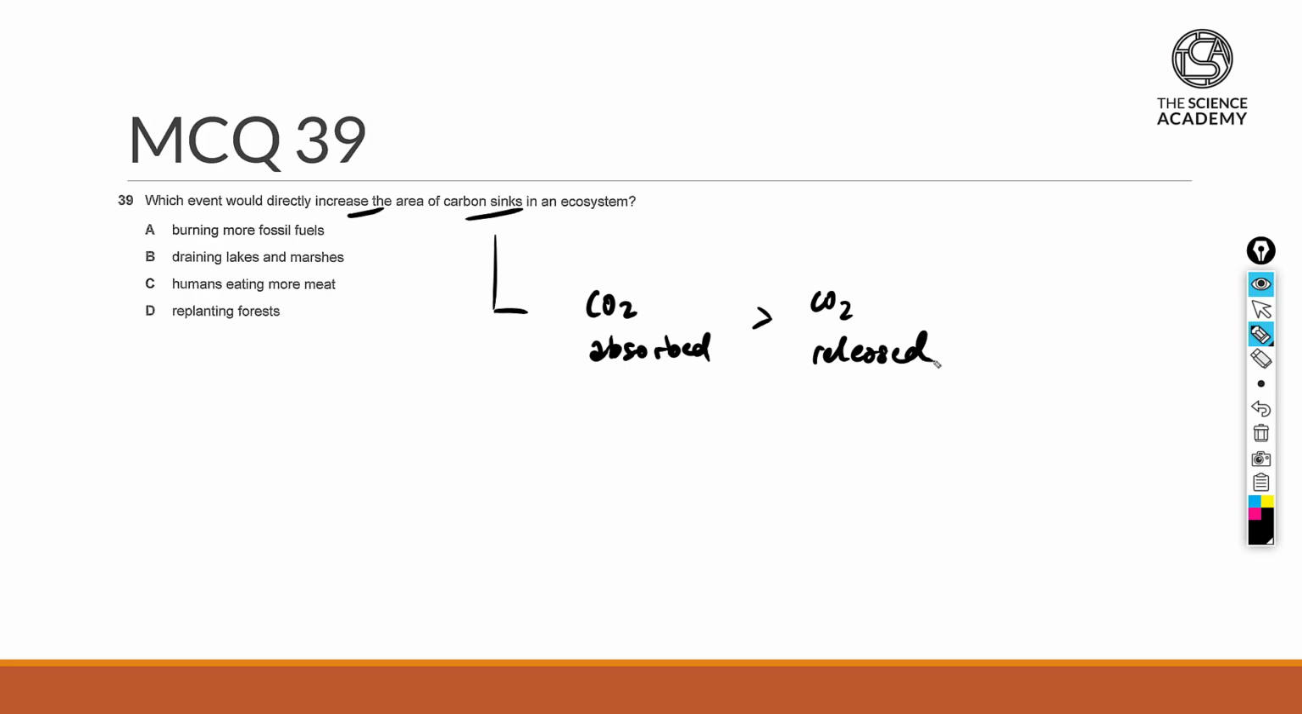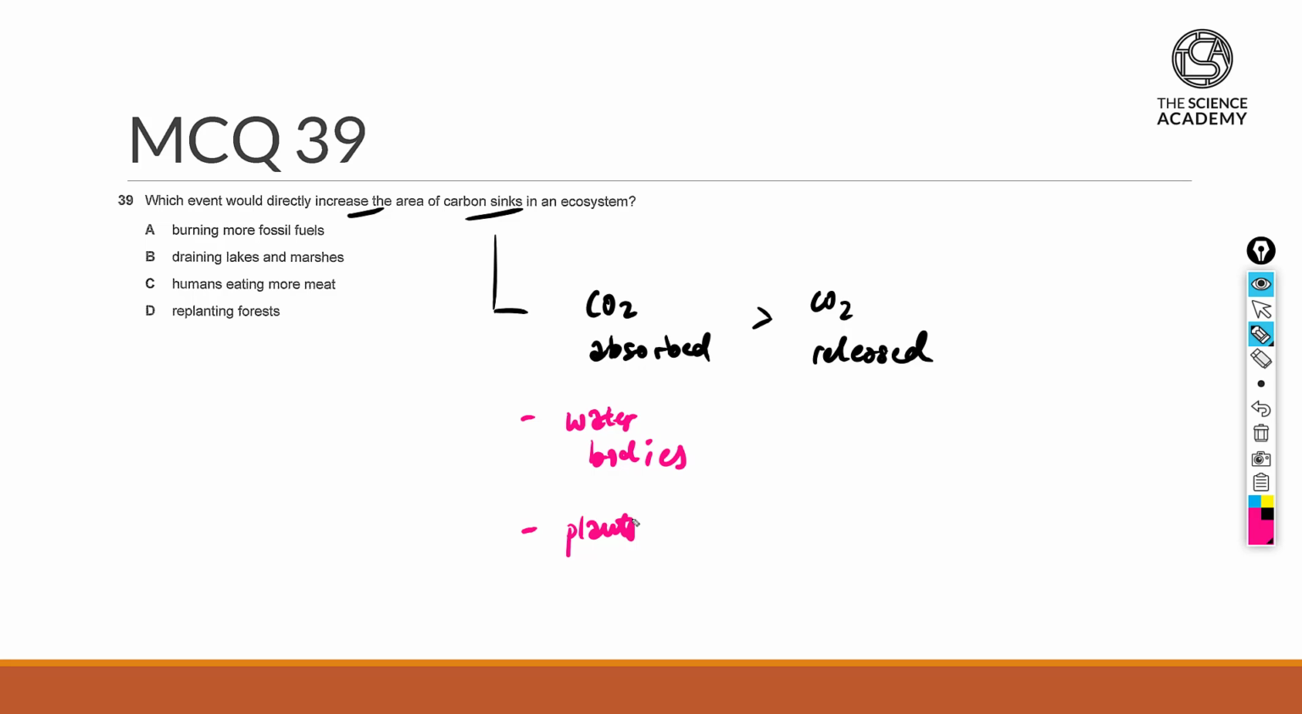So some of the very common natural carbon sinks will include water bodies, such as the oceans and lakes, because carbon dioxide is soluble and it can actually be absorbed into these water bodies, as well as plants themselves, because the amount of CO2 absorbed during the process of photosynthesis is definitely much more than the CO2 released when the plants go through aerobic respiration.